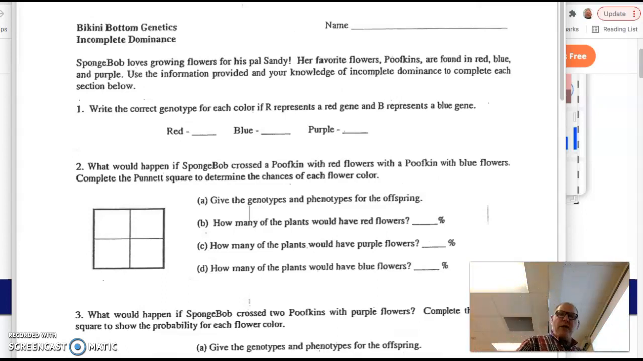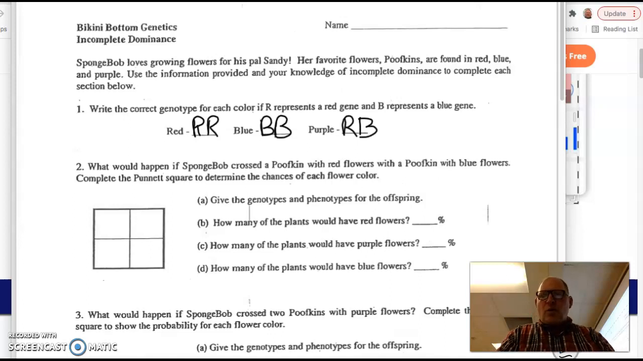So again, we have to have two alleles, two letters representing red. They're both dominant, so it'll look like this: big R, big R. And blue will be big B, big B. And then purple is going to be the intermediate or the incomplete dominance version of the red and blue mixing together. And so they would be RB.